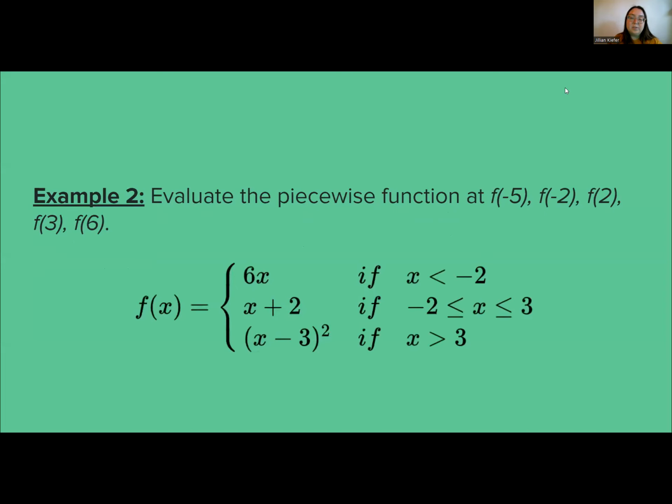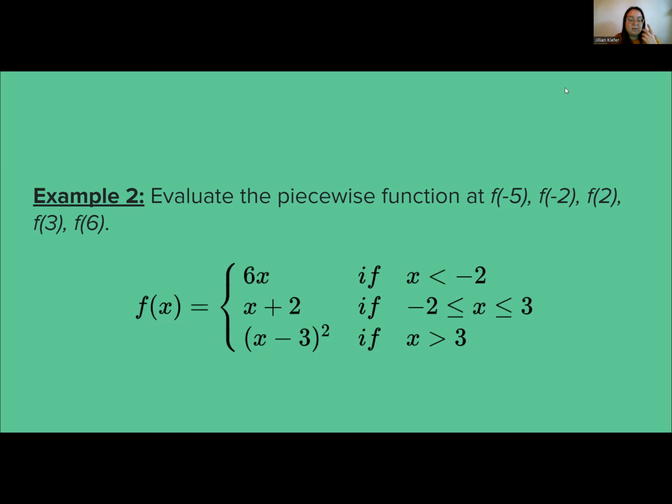All right, so moving on with example 2, we want to evaluate a piecewise function. We want to evaluate the following piecewise function at f of negative 5, f of negative 2, f of 2, f of 3, and f of 6. So we're finding 5 different values based on our piecewise function.